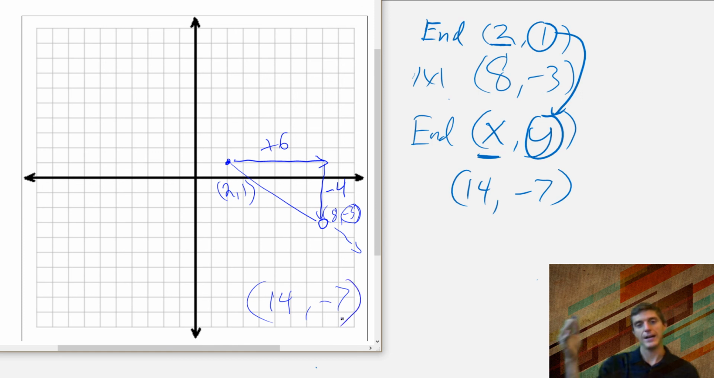So there's an algebraic way, and there's kind of a thinking about it graphically kind of way. So whichever way works for you, feel free to use.